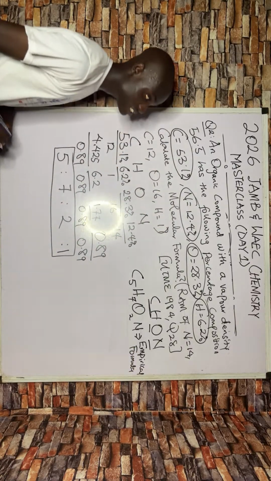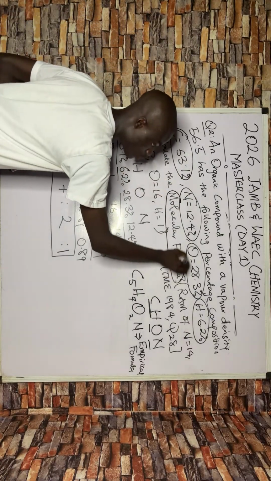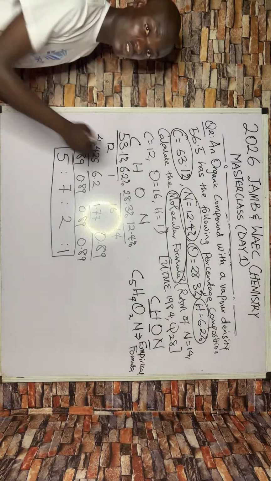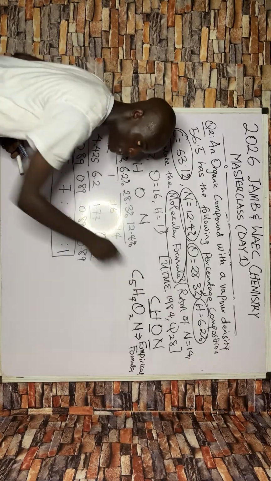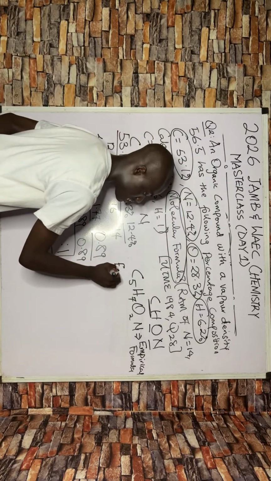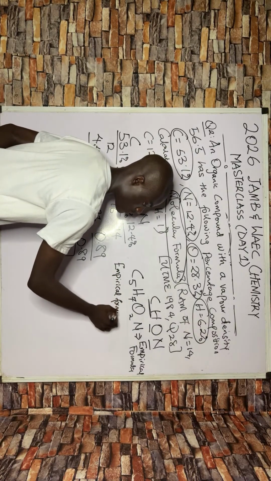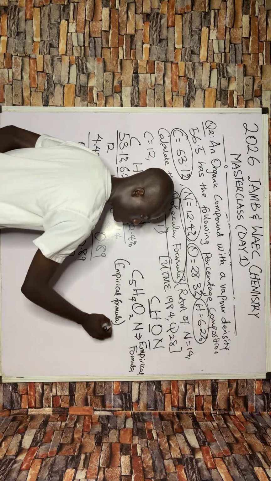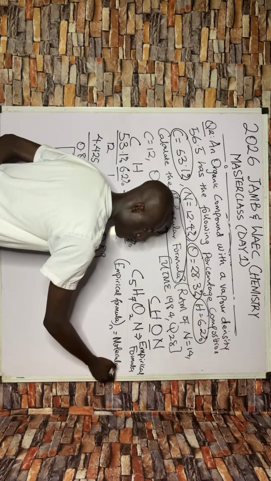Now the question did not tell us to calculate the empirical formula. The question says calculate the molecular formula. So we cannot stop there. There is a formula for calculating the molecular formula from the empirical formula. I'll just write the formula again: empirical formula times n is equal to what we call the molecular mass.